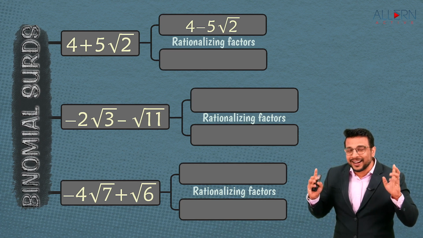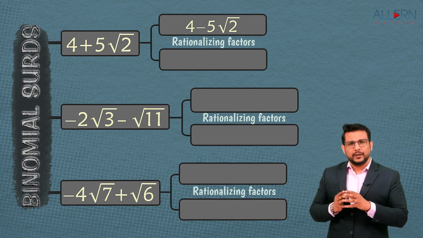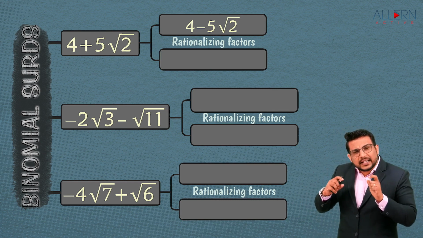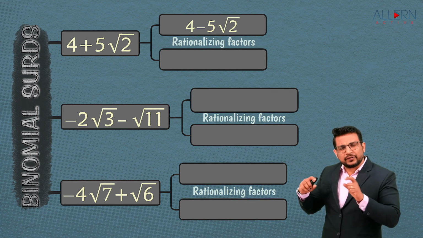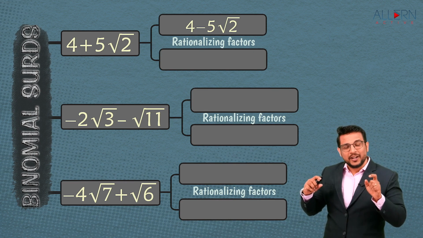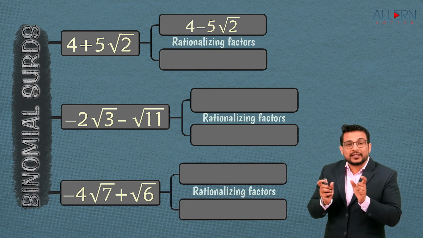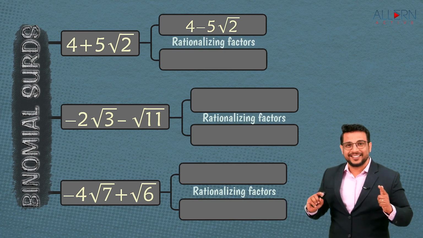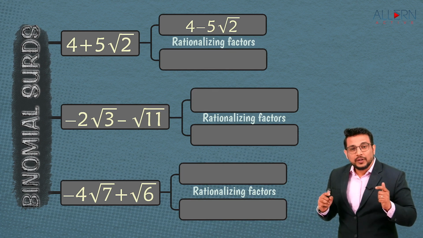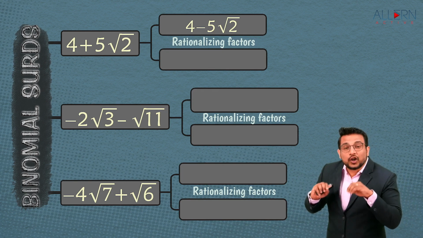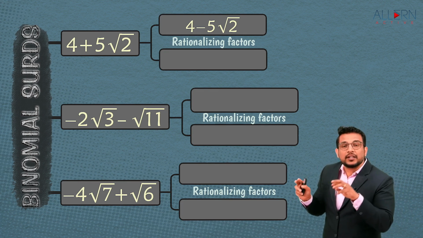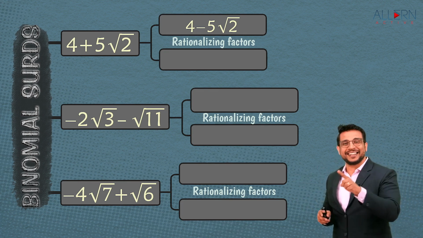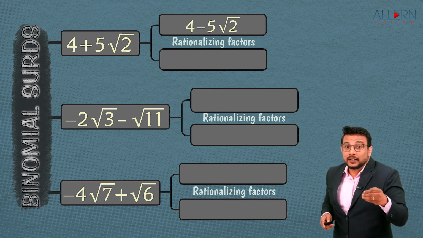Okay, remember that. And one more thing let me tell you. When I say 4 minus 5 root 2 is a rationalizing factor of 4 plus 5 root 2, there's one more thing. Both of these surds are also called a conjugate pair of surds. That's another term which we use. So if I ask you, what is the conjugate of 4 plus 5 root 2? Your answer can be 4 minus 5 root 2. It's the rationalizing factor, right? That's another term which you use.